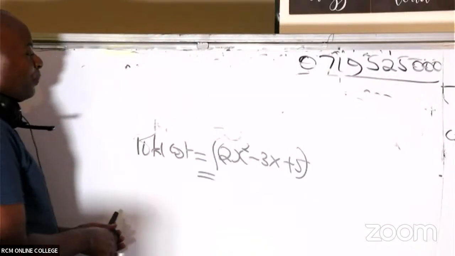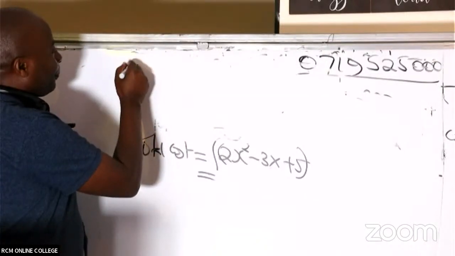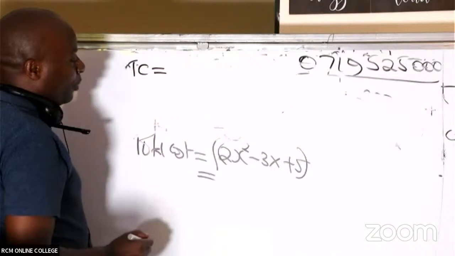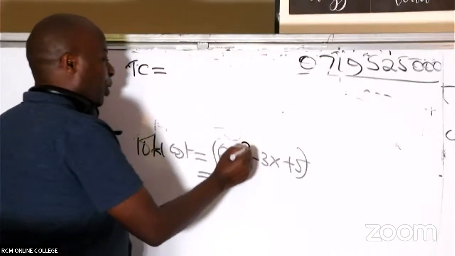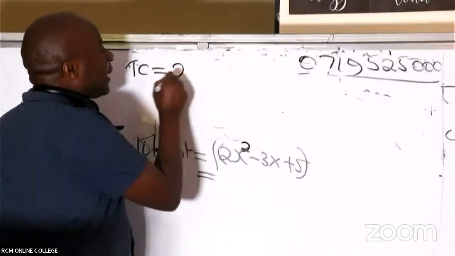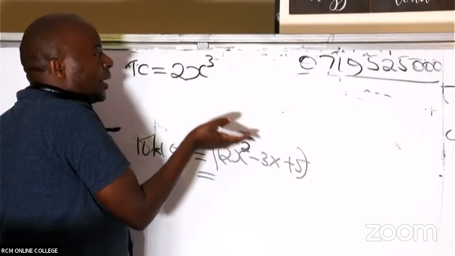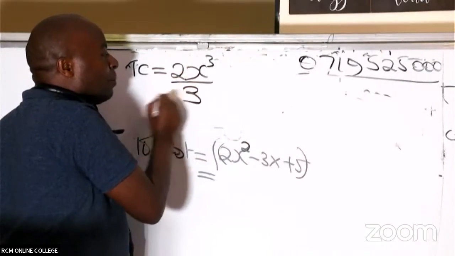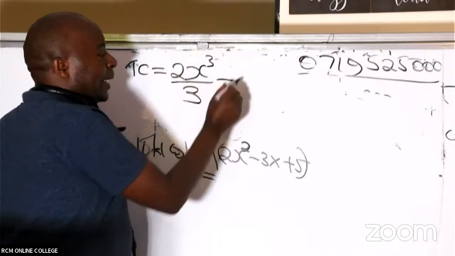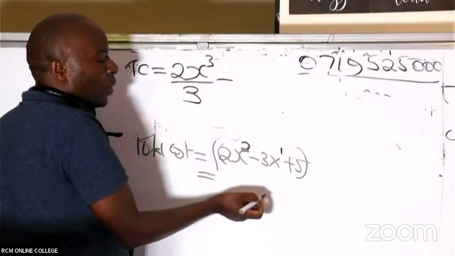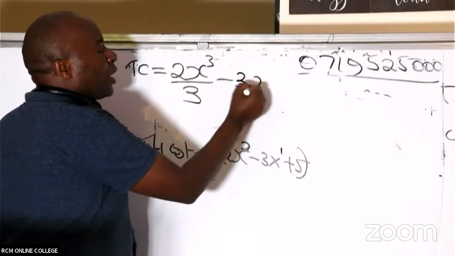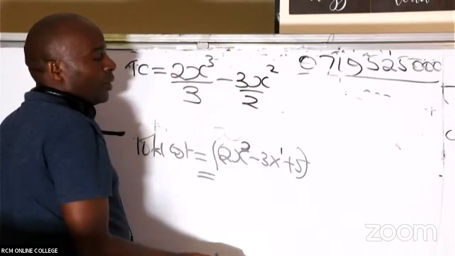So in this case here, the total cost will be equal to, of course, this is power 2. But when I integrate this, it will now be power 3 because I'm growing it by 1. Get a new power there, and have the new power being a divisor. Minus, this one has got a raised power 1, so it will be minus 3x squared over 2.